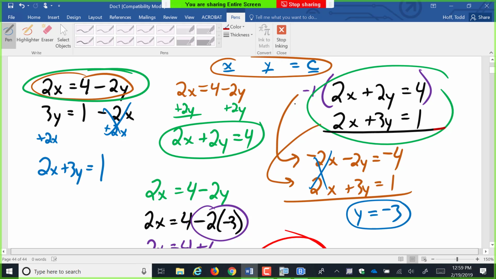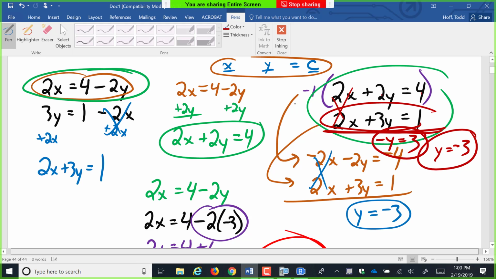You could have done 2 minus 2, that cancels out. 2 minus 3, that's a negative y. 4 minus 1, that's 3. So negative y equals 3. Divide by negative 1, you get y equals negative 3. Yes, you could have done that. Or you could have switched the order and put this one on top so it was 3y minus 2y gives you 1y. You could do that as well.